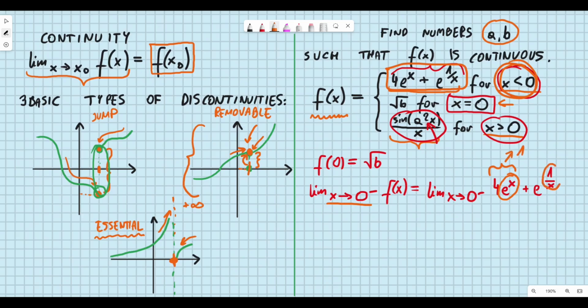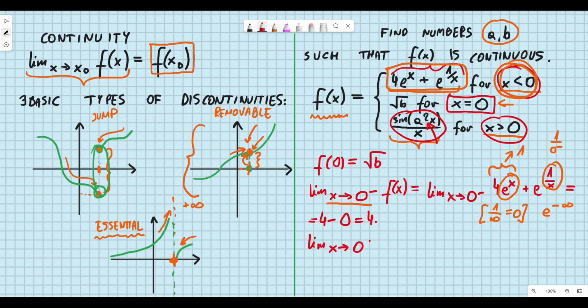Now if it comes to this part, it's like 1 over 0, but from the left. So we can have as large values as possible, but being on the left-hand side from 0, these are negative values. So it's like e to minus infinity, or 1 over e to infinity, being simply 0. So overall, our left-hand side limit is 4 minus 0, so it equals 4. Now we just need to check similarly the right-hand side limit.